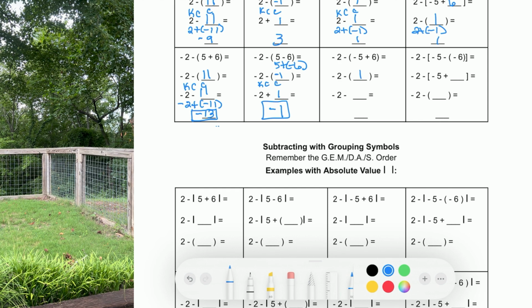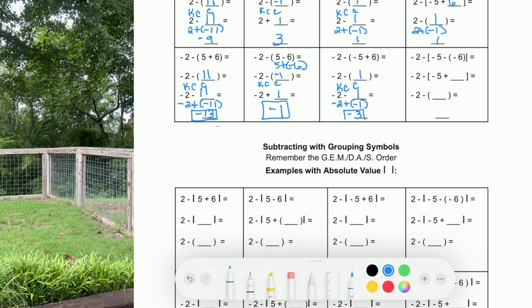Now I'm going to go through the keep it, change, because we do have subtraction. So -2 plus -1. They are the same sign, so we're going to add them and keep the sign. So our answer is -3.